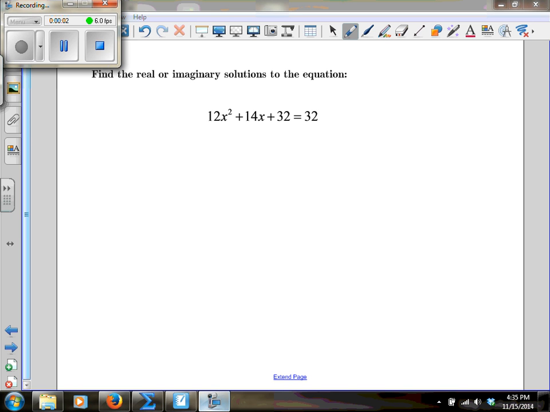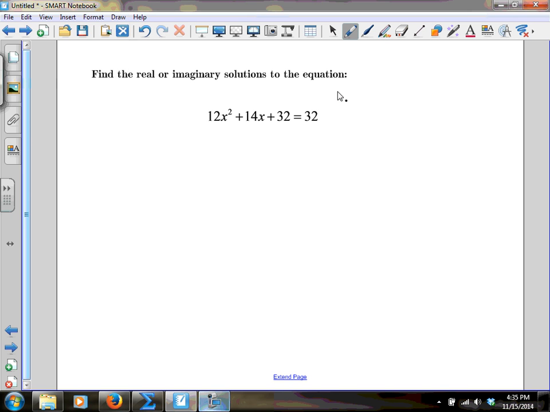Here's another quadratic equation that I'm going to solve. The problem asks me to find the real or imaginary solution to this equation. 12x squared plus 14x plus 32 equals 32. Now I noticed two things right away about this equation. One, that it has multiple 32s, one on each side of the equation. And then every number is even.